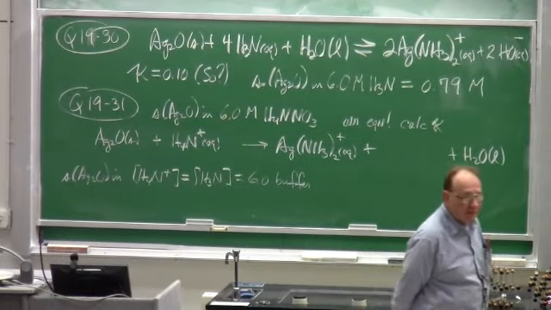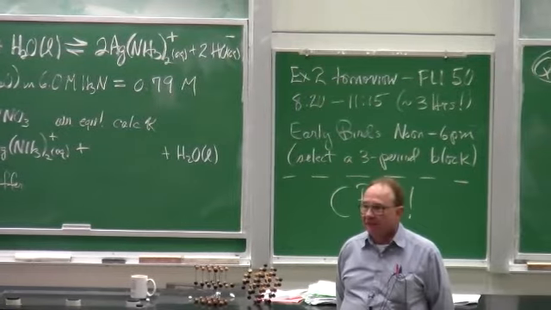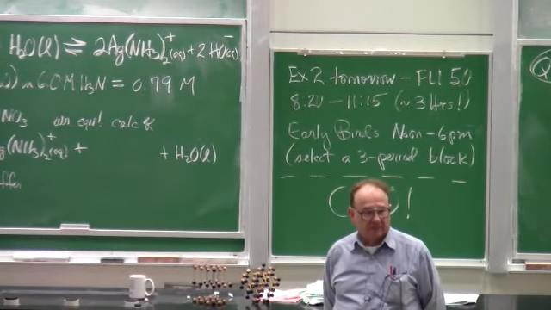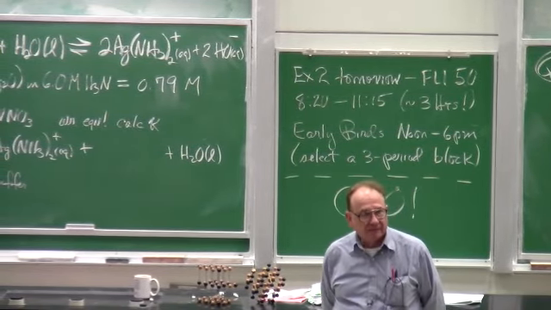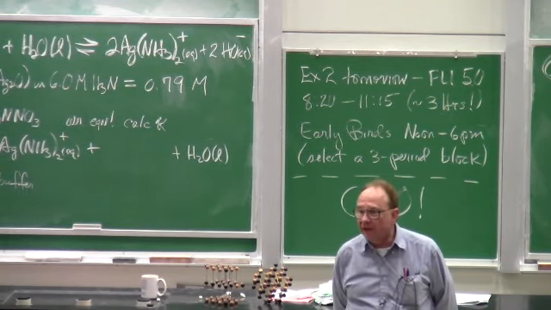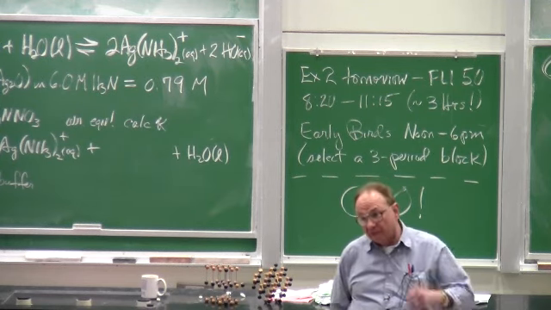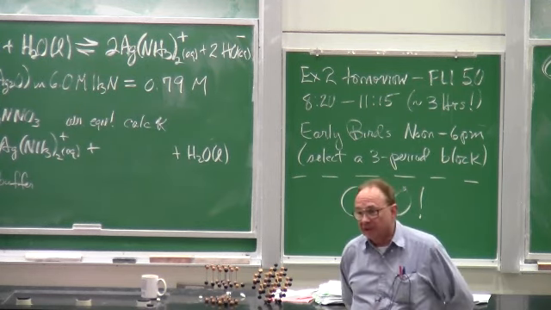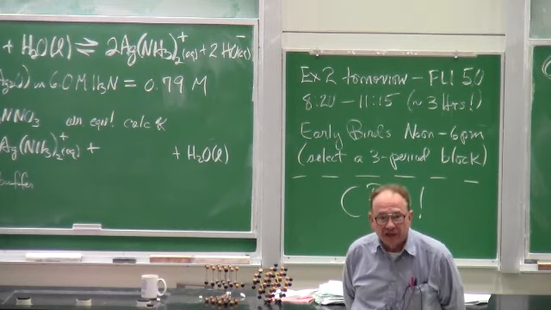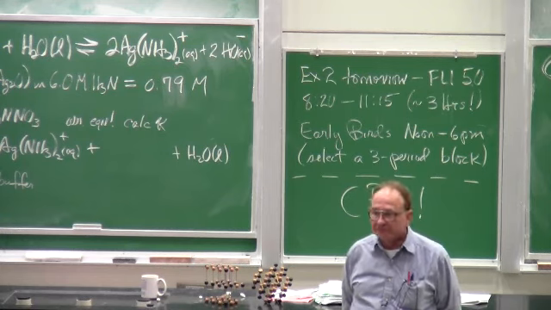What I want you to do is to look at this system carefully from a stoichiometry standpoint, realizing that in this system, the only way you can get ammonia molecules, which will then react with silver ion to make the silver ammonia complex ion, the only way you can get these ammonia molecules is by ammonium ion reacting with oxide ion. Okay so far?